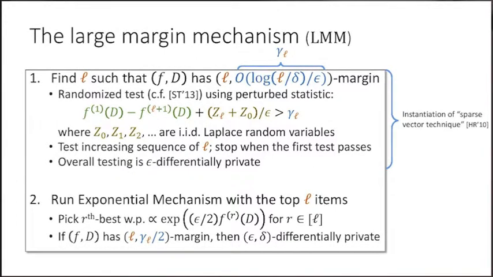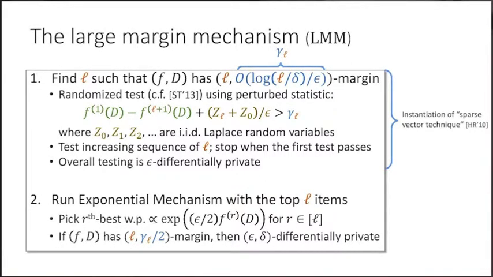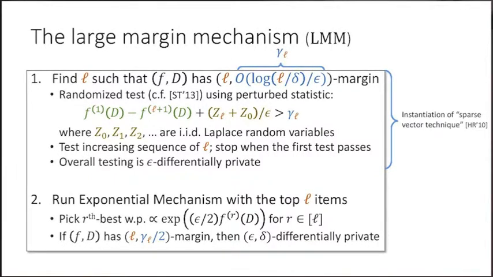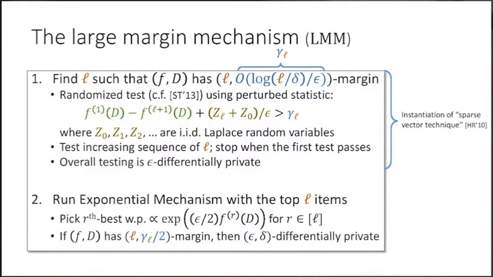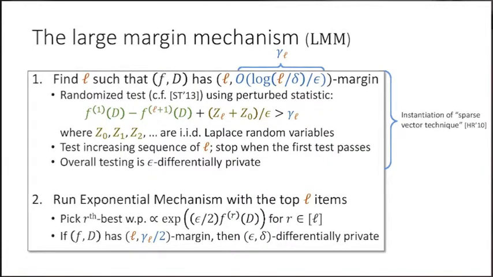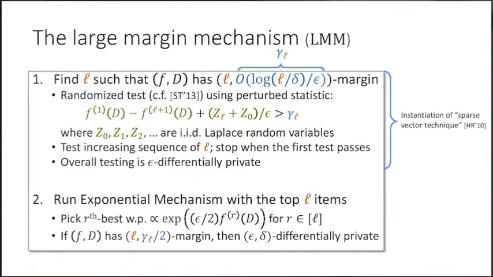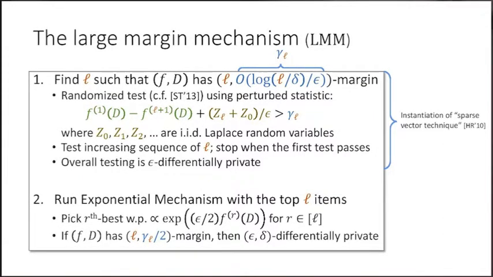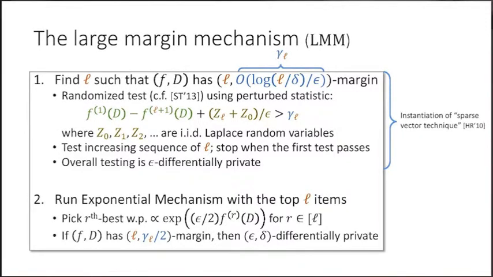Right. So what do we do? Just for the sake of making this easier to analyze, we make sure that the first step is also differentially private. We essentially use this randomized test of Smith and Sakura for every possible value of L. We check if there's a large gap between the best and the Lth, L plus first best. We try to do this with increasing L's so that we will definitely stop after the smallest or a small enough L. And this overall procedure will be differentially private.